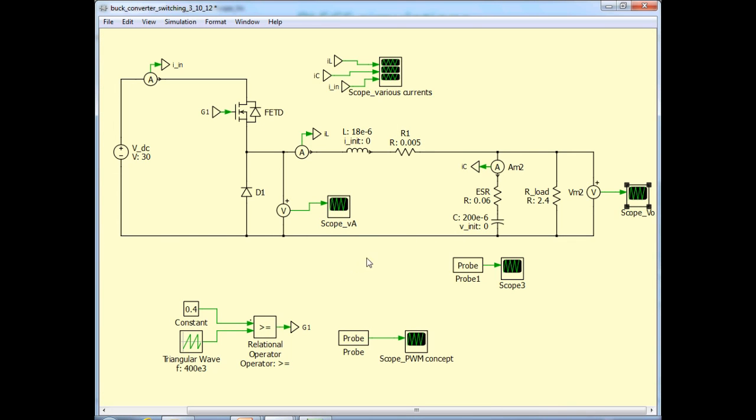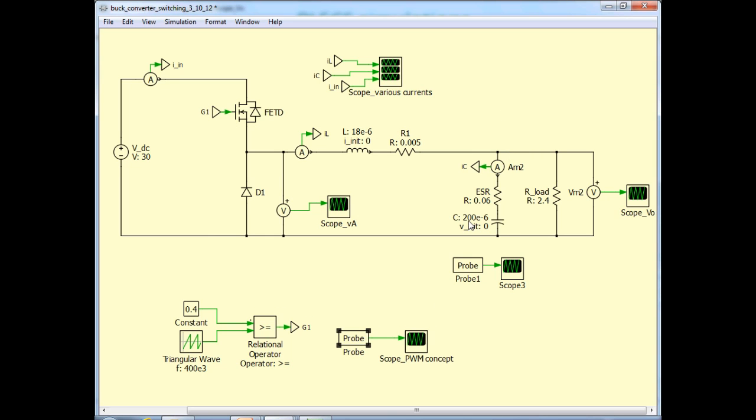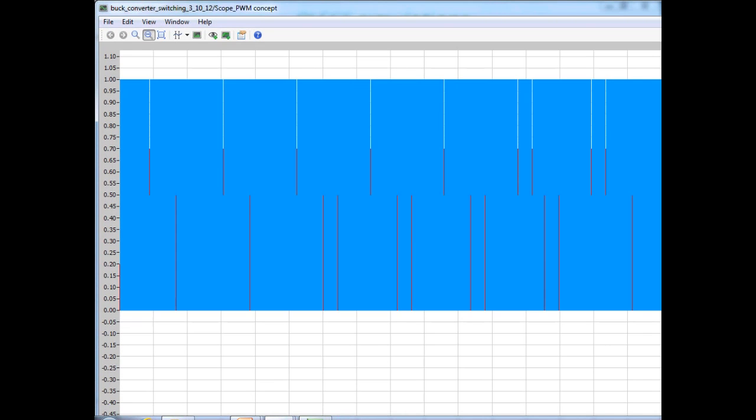Okay, now that we have verified the buck converter operates correctly, results in the correct output voltage, let's go ahead and look at the detailed switching level waveforms. So we'll begin with the waveforms corresponding to this PWM process by looking at what is inside this probe, which was nothing but the relational operator. Let's look at that again. So it has the relational operator, and we're looking at both the two inputs as well as the single output. So what comes out is really a vector of 3 signals. So let's look at this output.